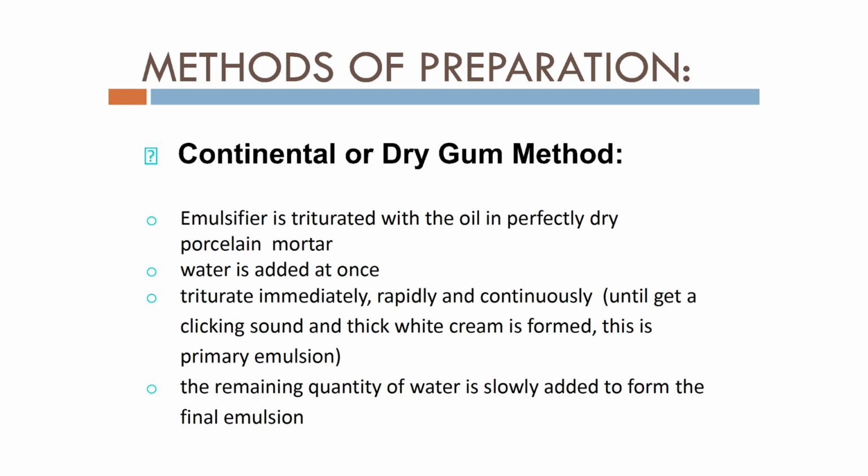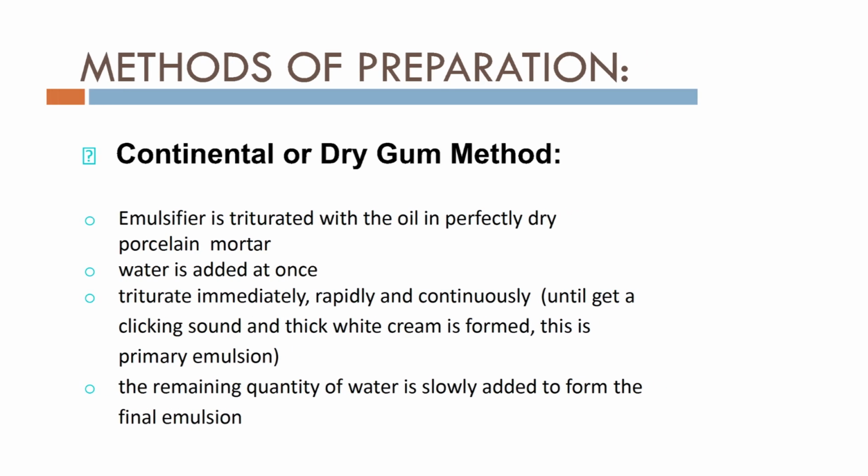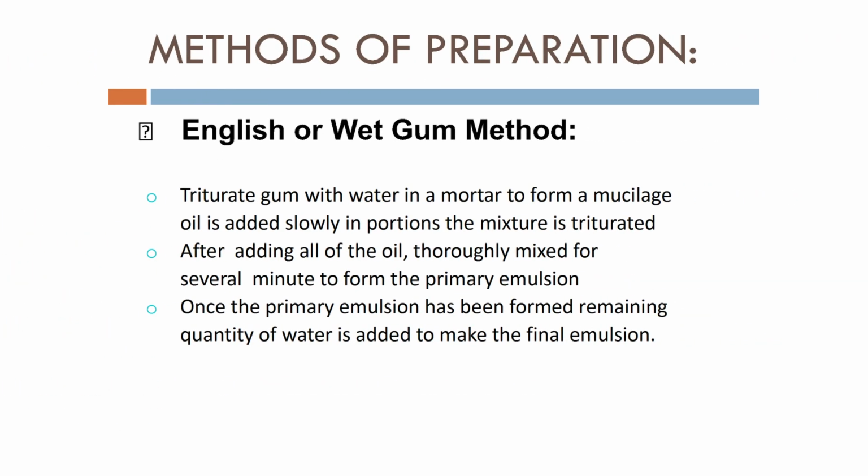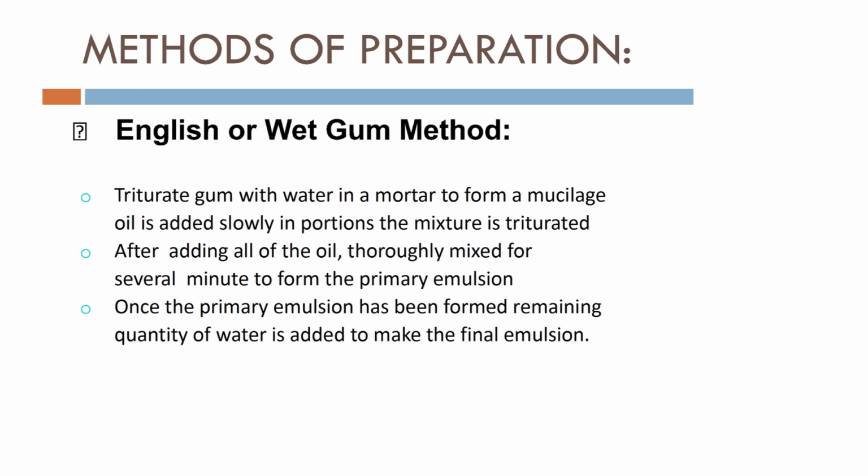Finally, the remaining quantity of water is added slowly to dilute it to the final emulsion. 2. English or wet gum method. 1. Here, you first triturate the gum with water in the mortar to form a mucilage. 2. Then, the oil is added slowly, in portions, while the mixture is continuously triturated. 3. After all the oil is incorporated, you mix it thoroughly for several minutes to form the primary emulsion. 4. Once that's stable, you add the remaining quantity of water to make the final emulsion.